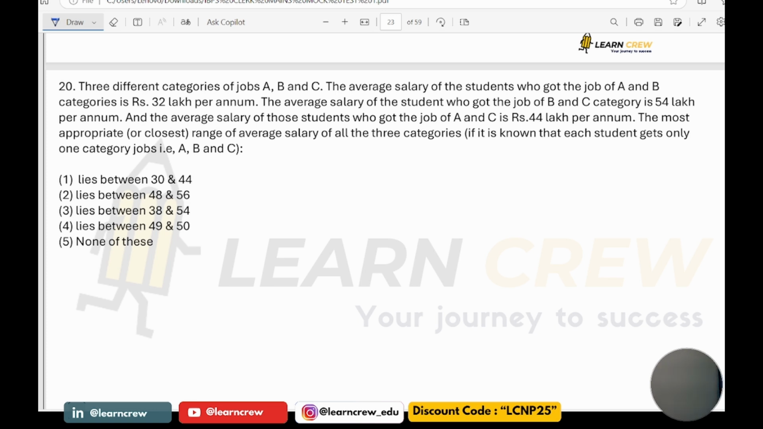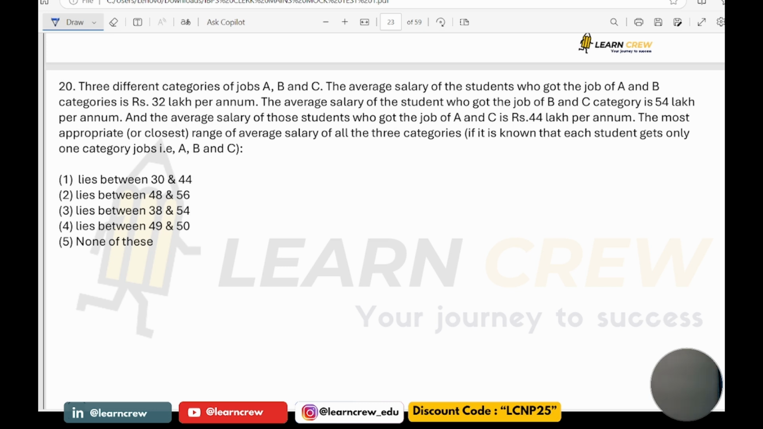Three different categories of jobs, A, B and C. The average salary of the students who got the job of A and B categories is 32 lakhs per annum. The average salary of the students who got the job of B and C category is 54 lakhs per annum. The average salary of those students who got the job of A and C is 44 lakhs per annum. The most appropriate closest range of average salary of all the three categories is how much?